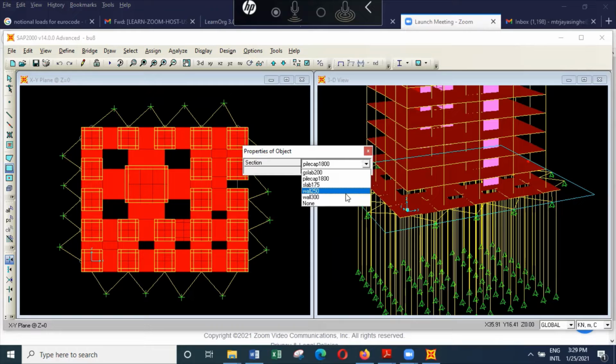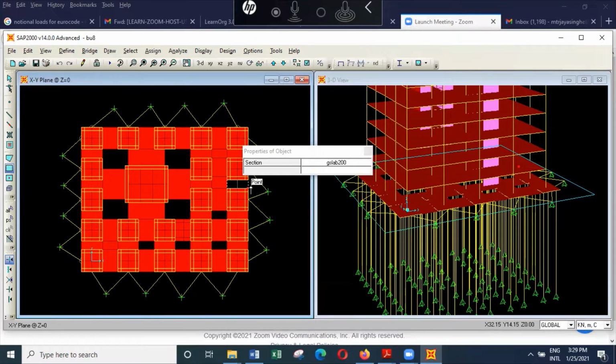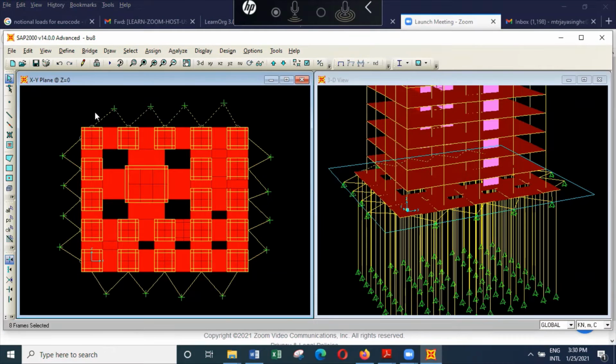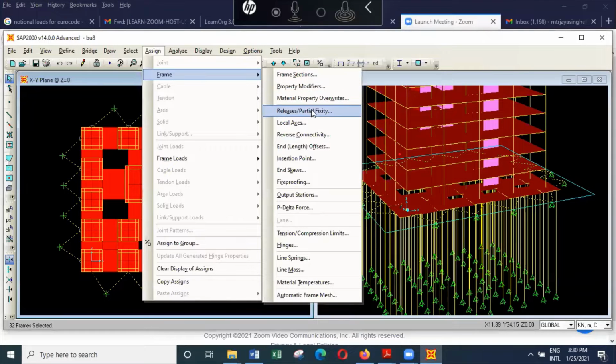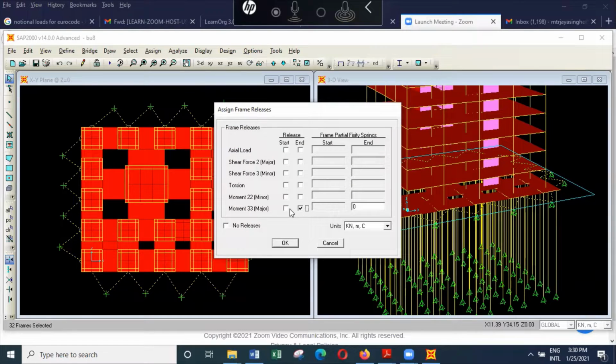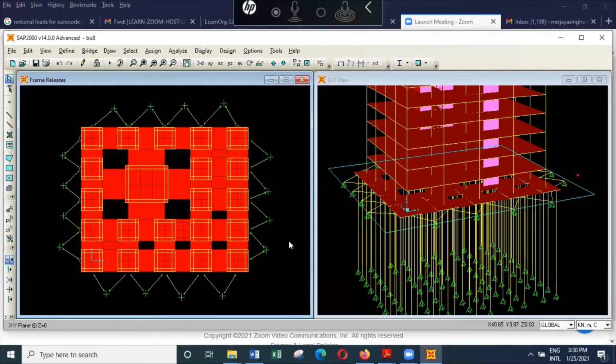And here also I have to do this ground slab connection. Okay. Right. So then what I can do is get all these as pin-ended connections, and assign the releases, and then I can analyze.